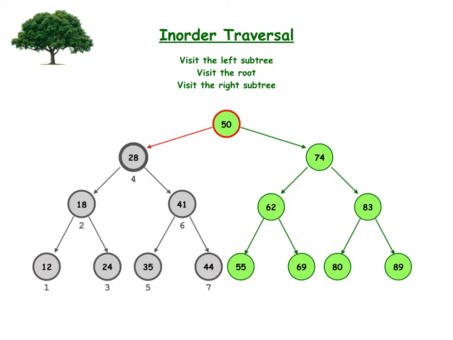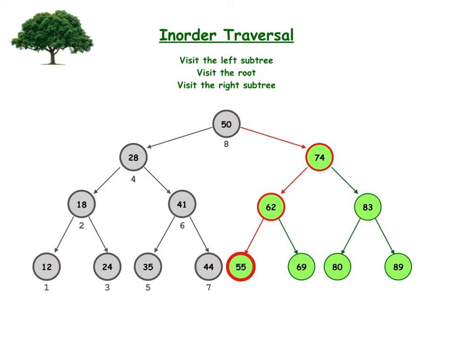Same with 28. We have visited 28's left subtree. We have visited 28 itself. And we have visited 28's right subtree. So now we go back up. Now we're at 50. We have visited 50's entire left subtree. Now we can visit the root, which in this case is 50, the root of the entire tree. The root is the eighth node that gets visited in this process. Now that we have visited the root, we're going to go to the right. We're at 74. Before we can visit 74, we must visit 74's left subtree. And before we can visit 62, we must visit 62's left subtree.